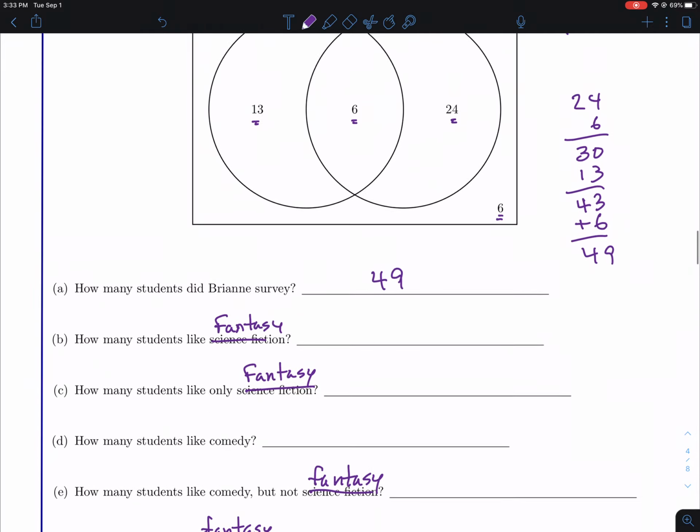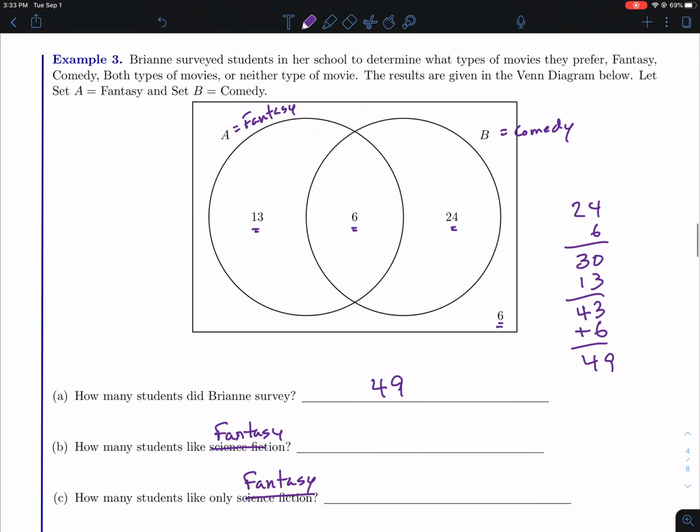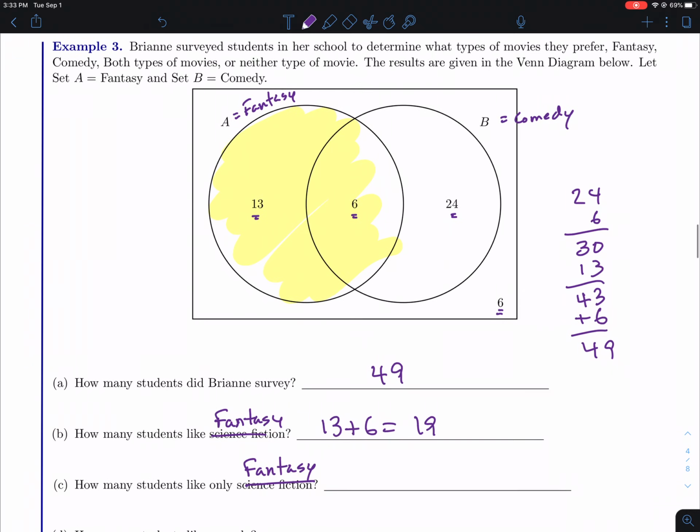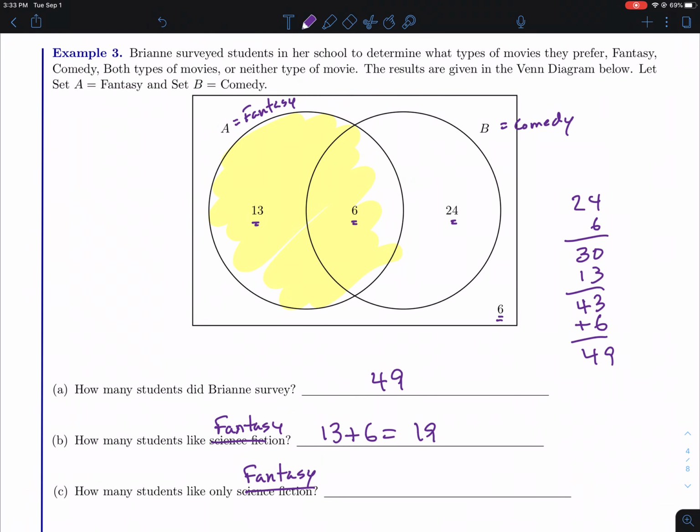All right, so now that I've got all those fixed, how many students like fantasy in this case? That's going to be anybody that's in all of A. So even the ones that like comedy also, they still liked fantasy. They just happen to like both. So it's going to be all the people that are in A. So we take 13 plus 6, and that gives us 19 students liked fantasy.